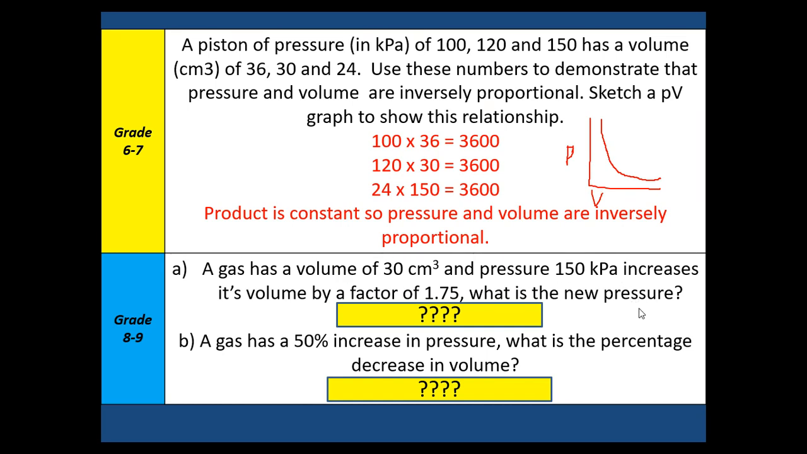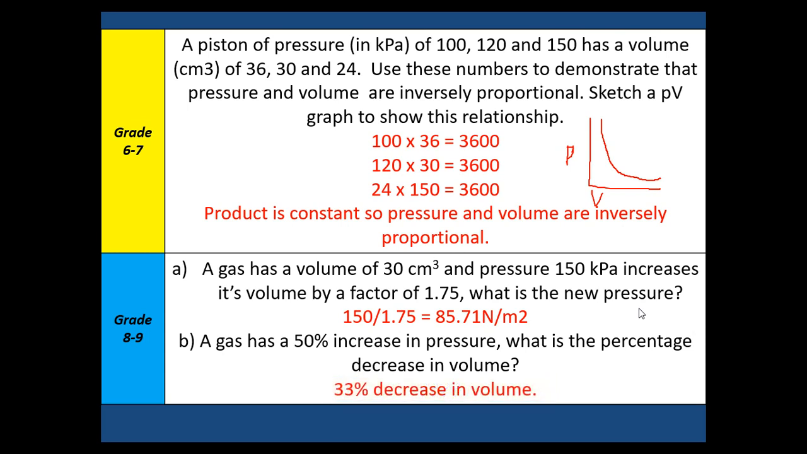Okay, so a gas has a volume. So working with percentages and factors, you should have got 85.71 newtons per meter squared. And percentages, you should have got a 33% decrease in volume.